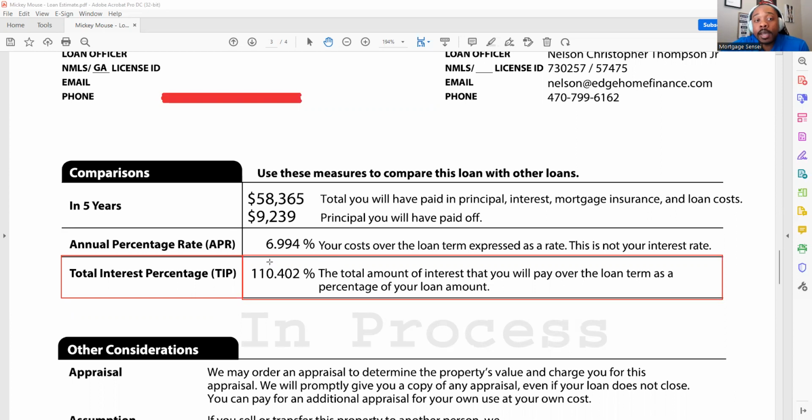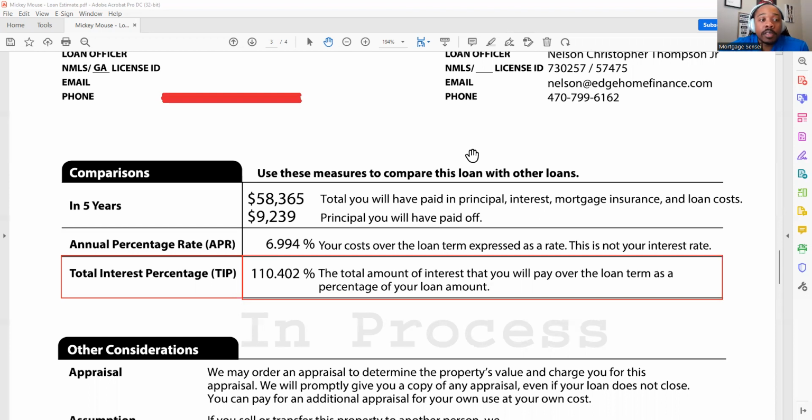So in this scenario, what it's saying is that if you make just your minimum monthly payment over the full life of the mortgage, you'll be paying 110% more in interest. So in this scenario, the loan amount is like 127, right? So 127 times 110%, right? So that's basically what we're talking about here. It just shows in a comparative nature how much in interest you're paying versus how much principal you're paying.